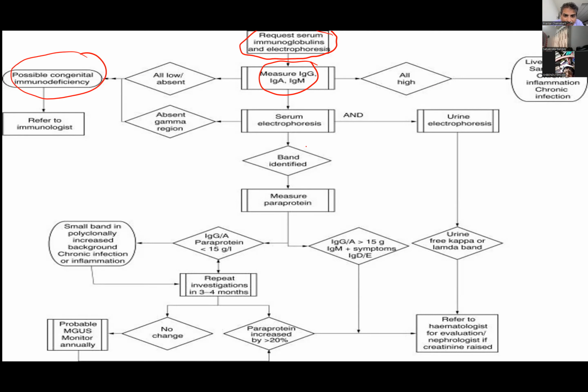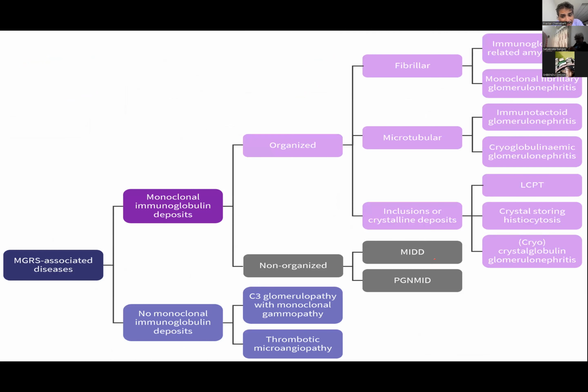In the electrophoresis, if a band is identified, then as I told you, if it is IgA paraprotein but less than 15, small band, you should repeat in 3 to 4 months. But if it is IgG or IgA more than 15, or urine shows free kappa or lambda band, or serum free light chain is abnormal, then look for end organ damage, take a decision. If required, you take our help. If you're suspecting MGRS, one thing you remember, convince the nephrologist or the interventional radiologist to do a kidney biopsy.